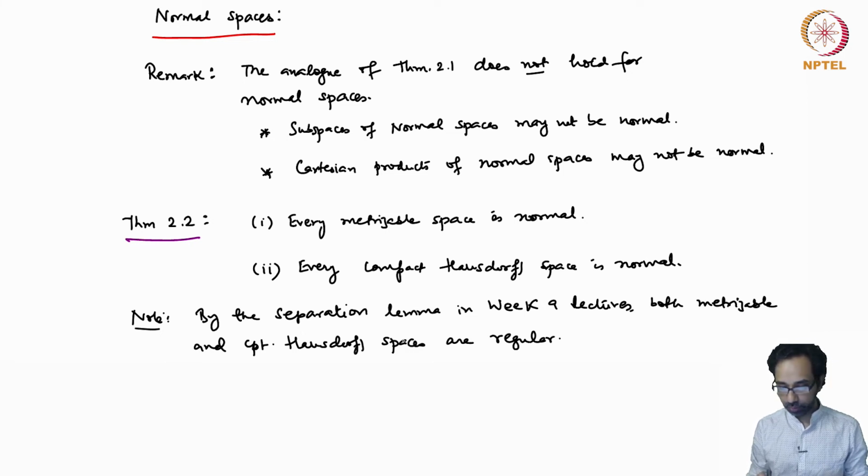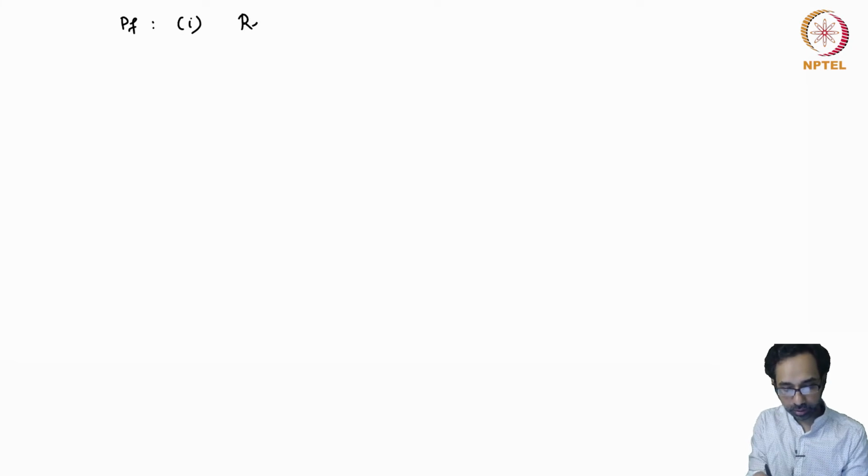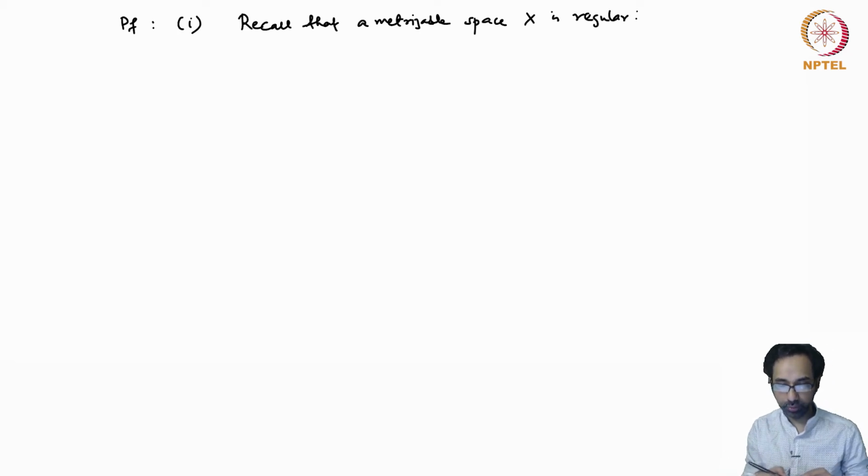So let us look at a proof of the first part, and I will leave the second part as an exercise because this is sort of easier, and in fact both these proofs are along the same lines as the proof of the separation lemma, where we prove that these two examples give regular spaces. So I'll prove only the first part. To prove the first part, recall that a metrizable space X is regular, and we will use this property to prove normality.